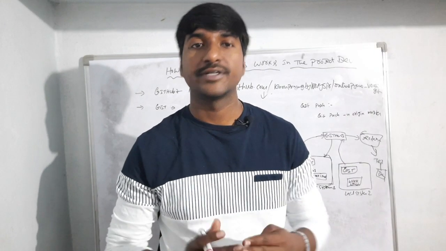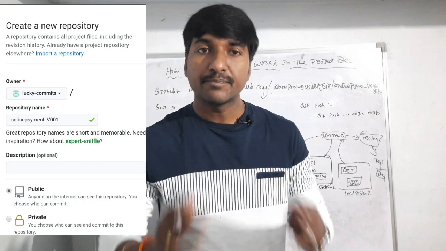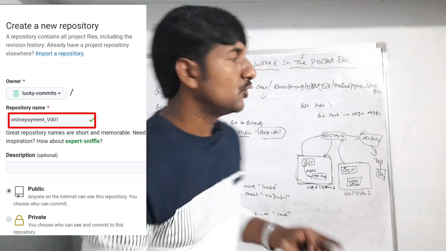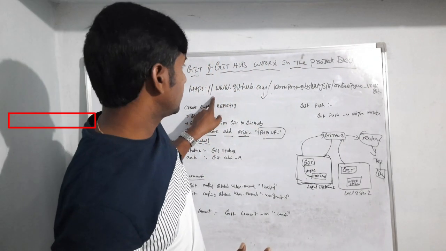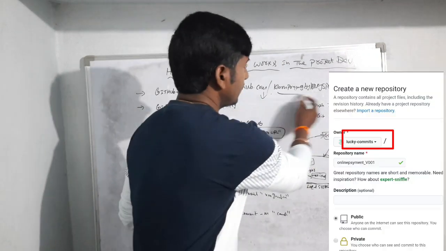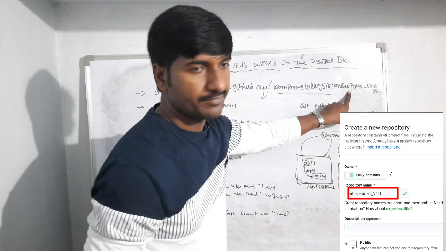After creating the GitHub account, you have to create a new remote repository. The repository name should be the project name. The URL might look like this: https://www.github.com, then your GitHub account name, and then the repository name.